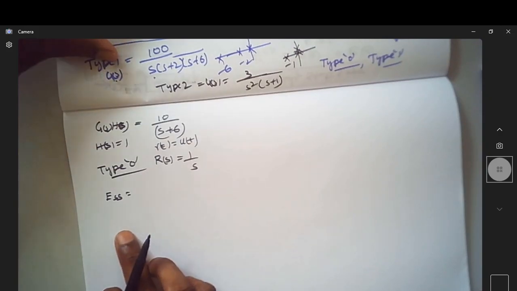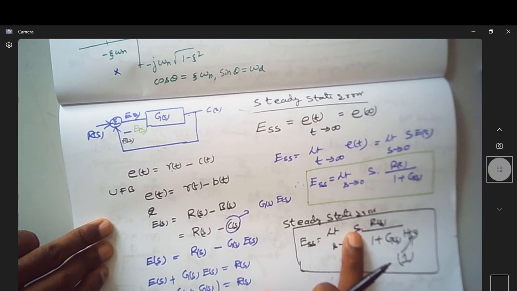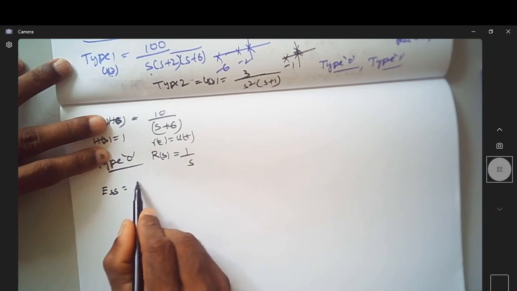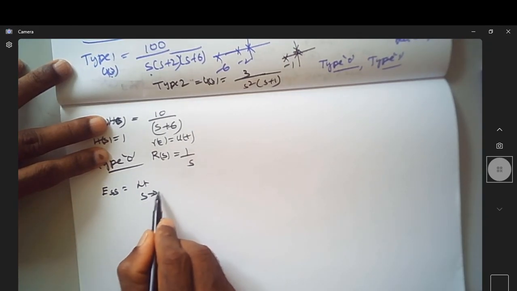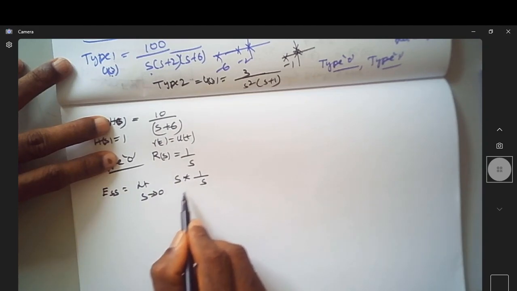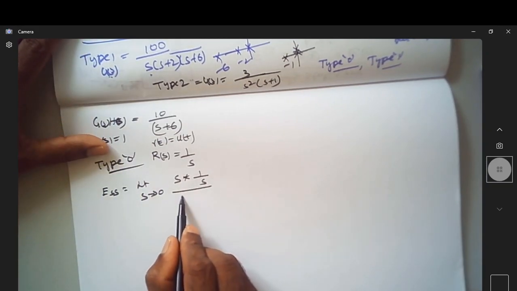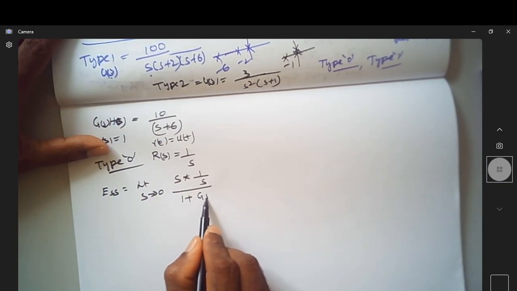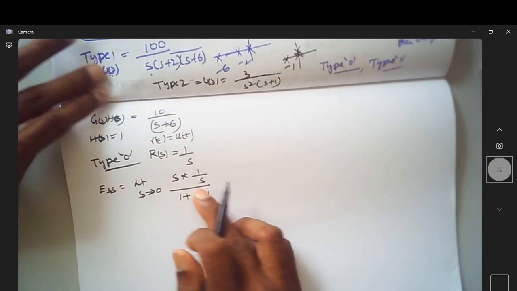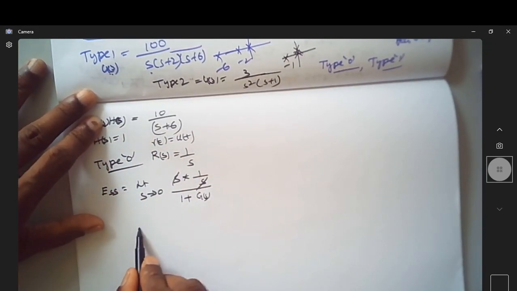What is the definition of your ESS? It is nothing but limit of s tending to 0, s into R(s) by 1 plus G(s) into H(s). So now, limit of s tending to 0, s into, what is R(s)? It is 1 by s, divided by what you have in the denominator, 1 plus G(s) into H(s), which is 1. So the s cancels.